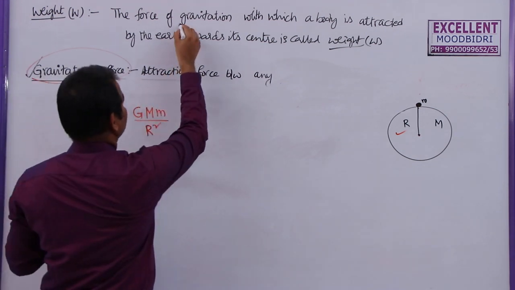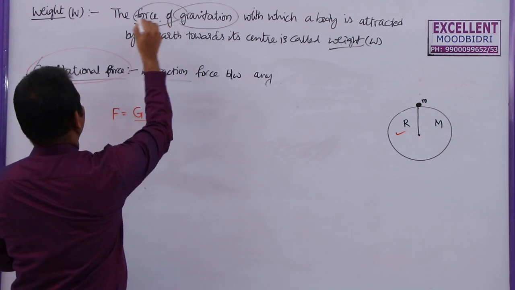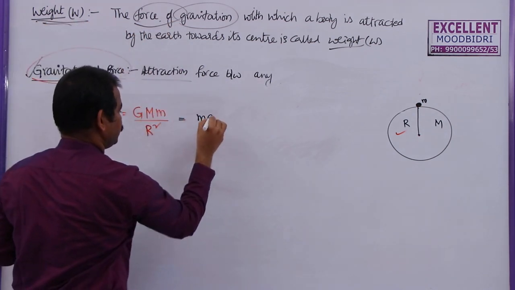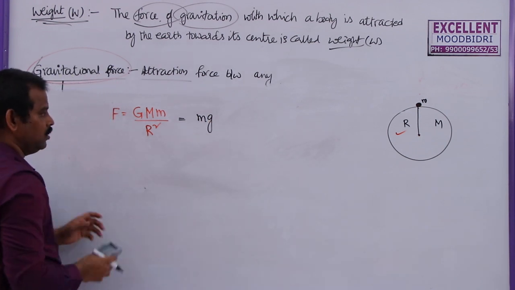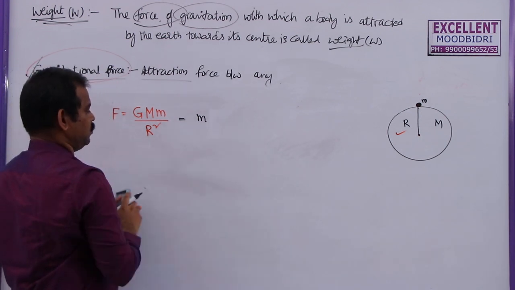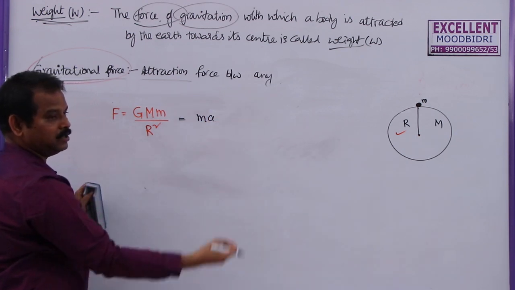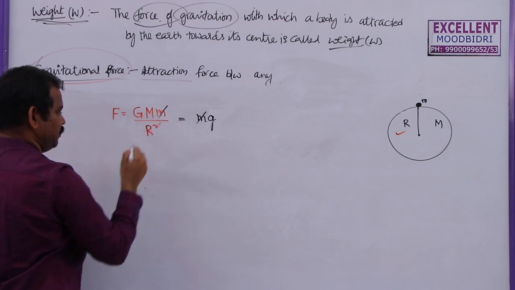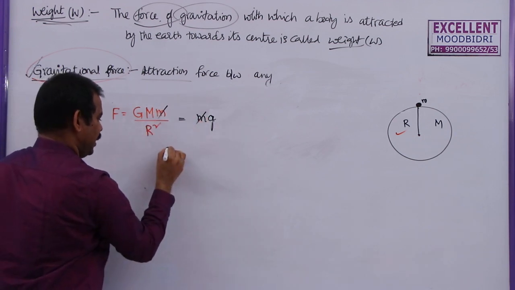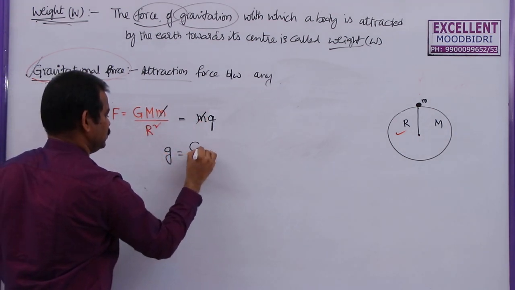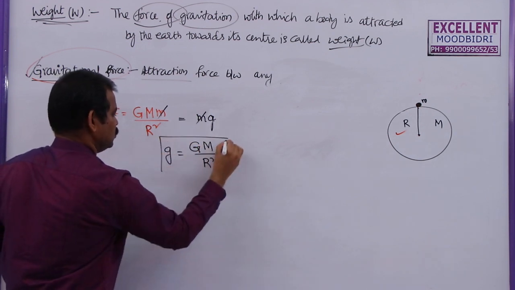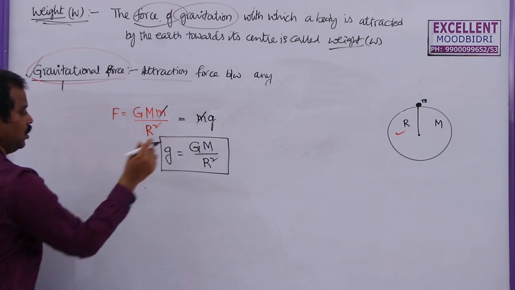This force is also called the weight of the body. So this is equal to the weight of the body. F is equal to ma according to Newton's second law, but here a is equal to g. So this is mg. Now you can cancel m and m. So what is this small g value here? This is capital G, capital M by r square. So this is the relation between small g and capital G.